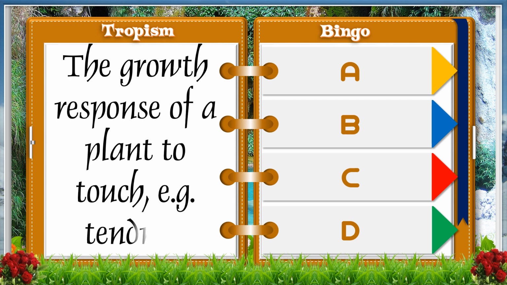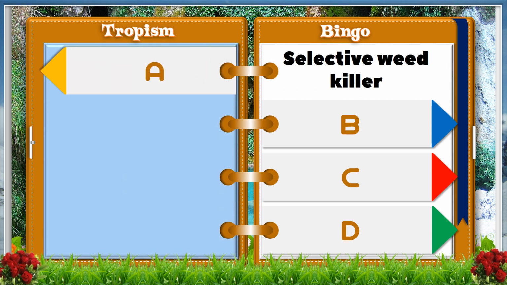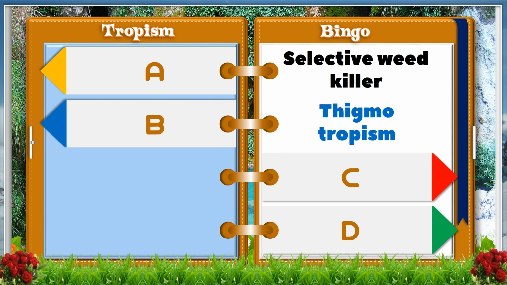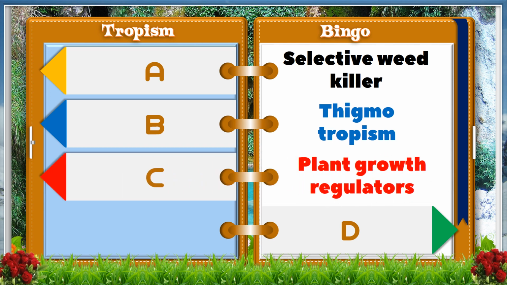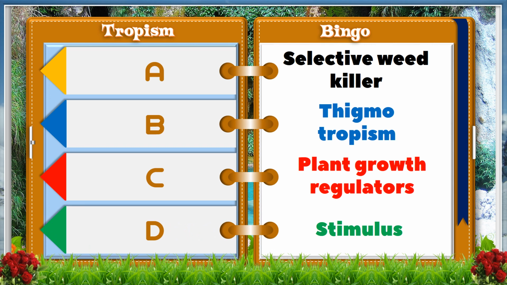The growth response of a plant to touch, for example, tendrils. A. Selective weed killer. B. Thigmotropism. C. Plant growth regulators. D. Stimulus. And the answer is B. Thigmotropism.